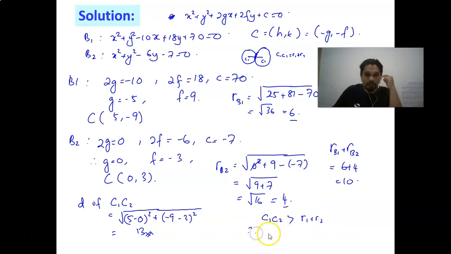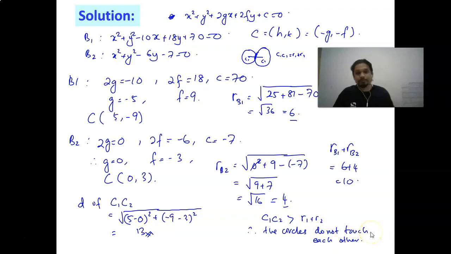So we come up with a conclusion: the circles do not touch each other. Okay, so that is the conclusion then.